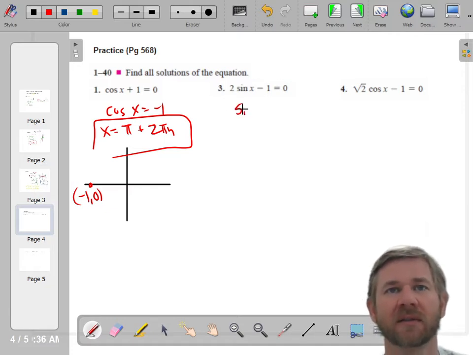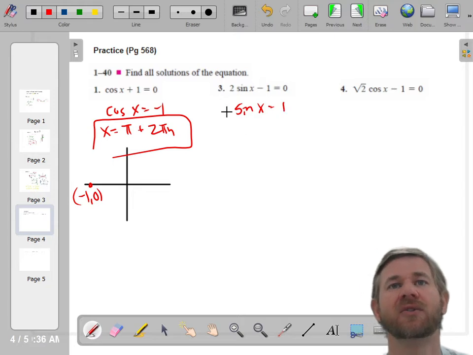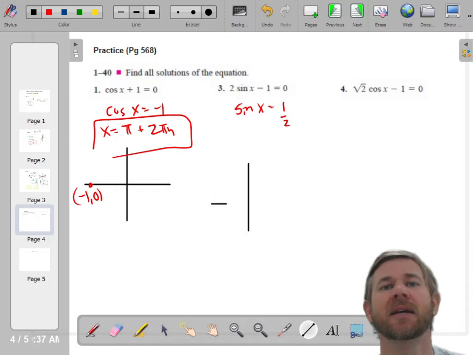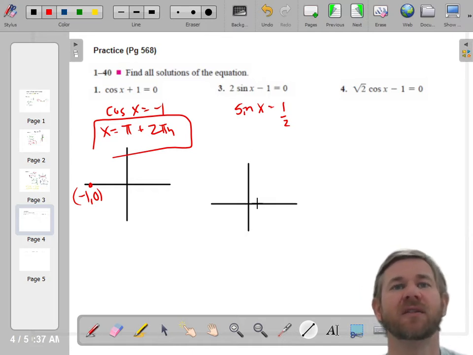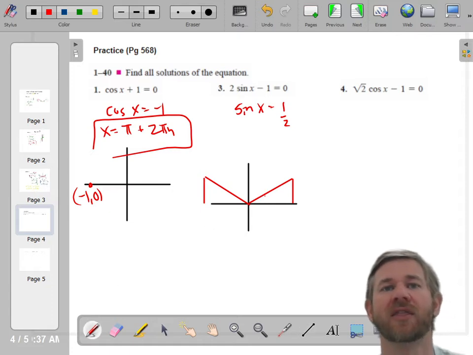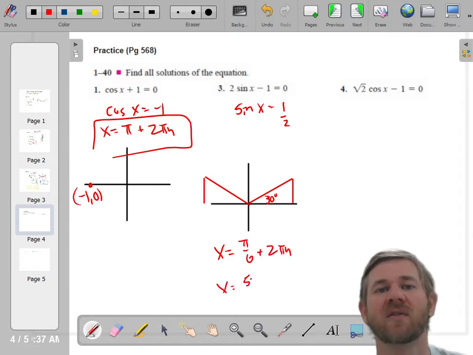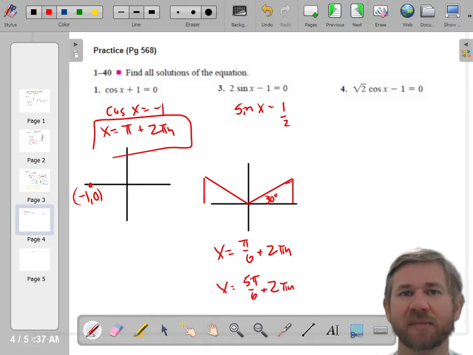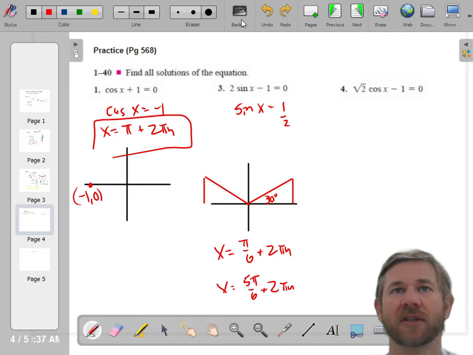If you add 1, you get 2 sine of x is 1. If I divide by 2, I get the sine of x is 1/2. So isolate your sine. We've already done this one. Sine is positive in the first and in the second quadrant. It looks terrible. First quadrant, second quadrant. You want the y values to be 1/2, which means you were talking about 30-degree reference angles. So that happens at pi over 6 plus 2 pi n, or 5 pi over 6 plus 2 pi n. You can't condense those because they're not pi radians apart from each other. They're not across from each other.